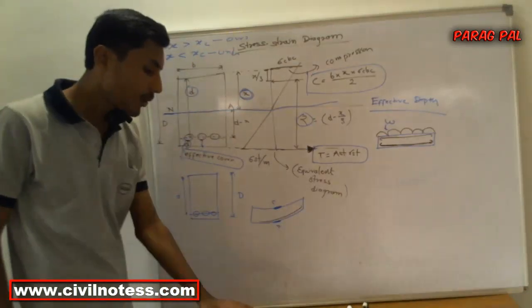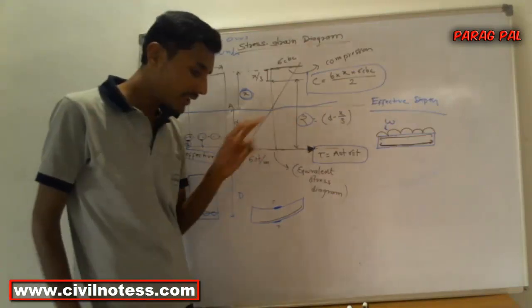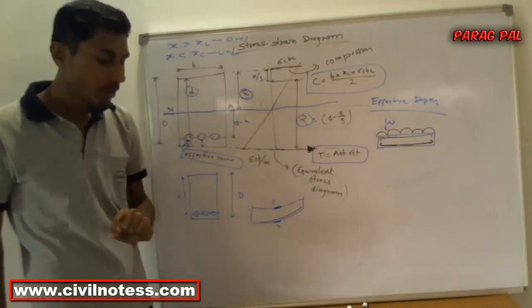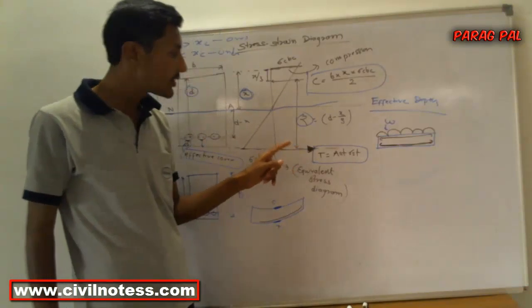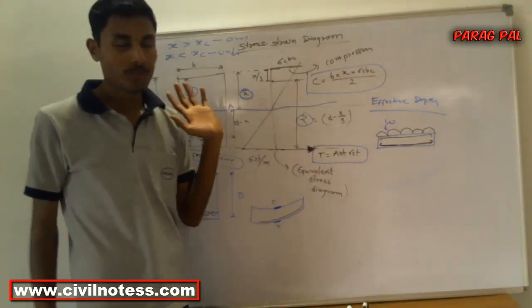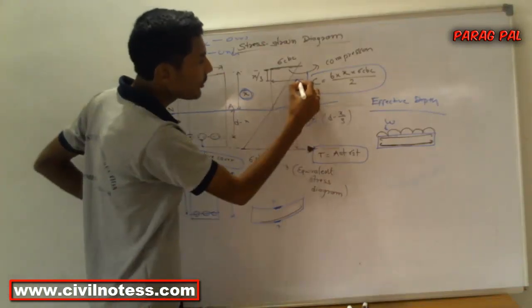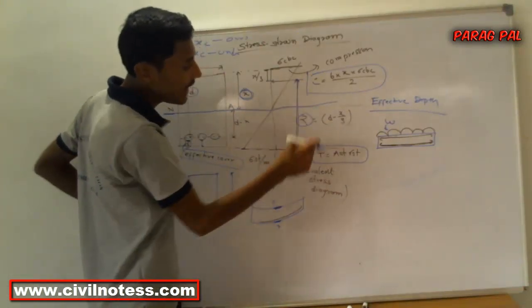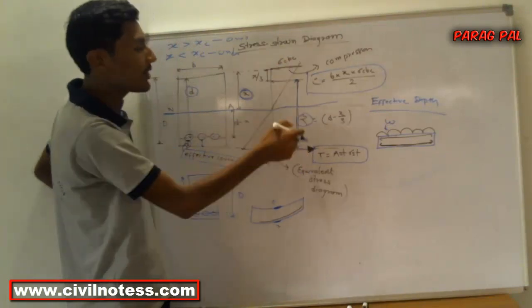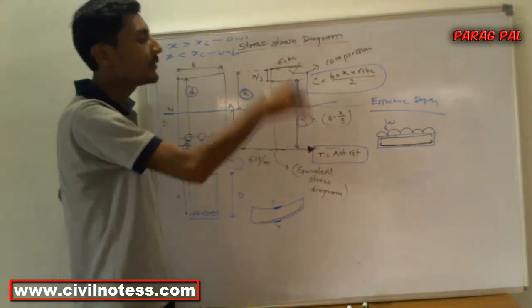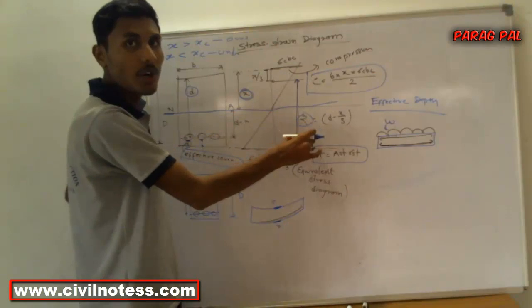First of all, I will explain what the values are. Z is called the lever arm. This lever arm is the distance between the compression and the tension, which you can see in this diagram. What are the compression and tension coming in your beam? The distance between them is given by Z, which is called the lever arm.